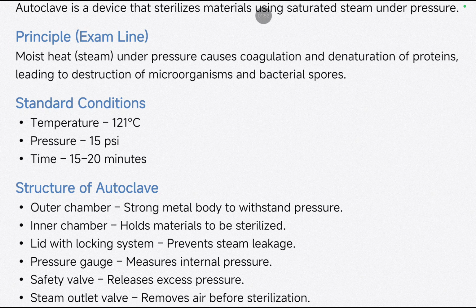What are the standard conditions? There is a simple mnemonic: 121, 15, 15. Temperature is 121 degrees centigrade, pressure 15 psi, and time it takes 15 minutes. So 121, 15, 15, just remember it and write it.